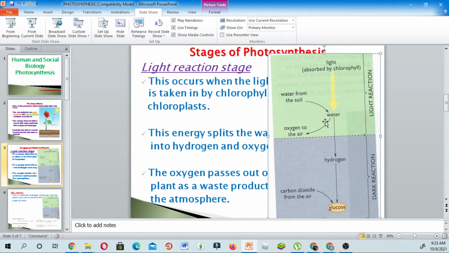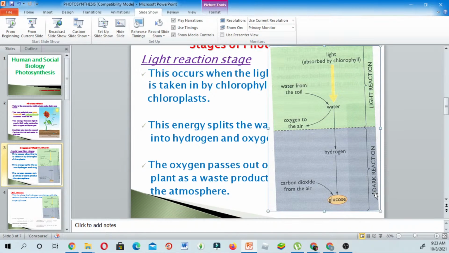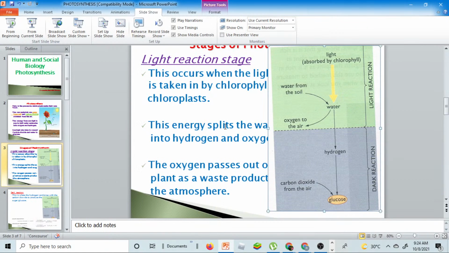Because during the process of photosynthesis, the water did split into hydrogen and oxygen, and the plants give off the oxygen. Now the hydrogen, follow this arrow, the hydrogen basically continues down into the next reaction that is known as the dark reaction. So the image here shows you the lighter section, what takes place during the light reaction stage of photosynthesis, while the darker section shows you what takes place during the dark reaction stage of photosynthesis.